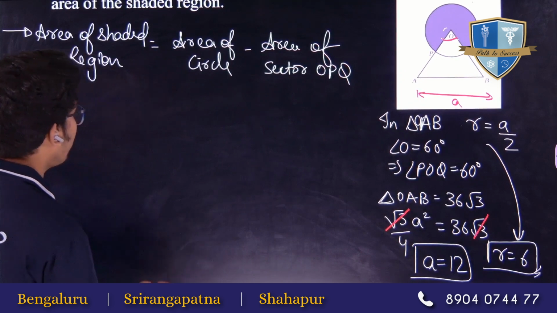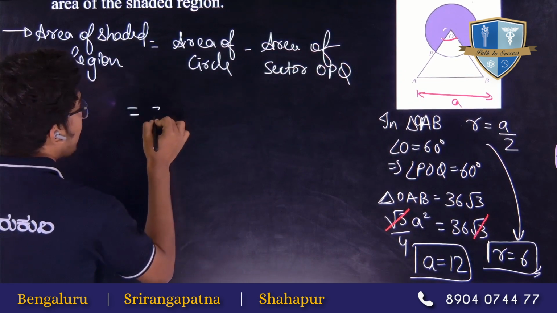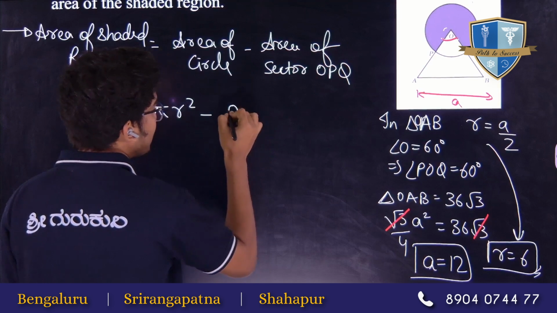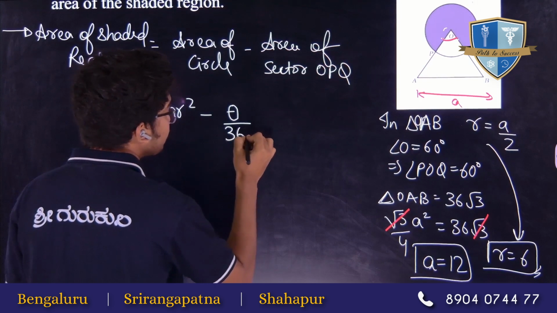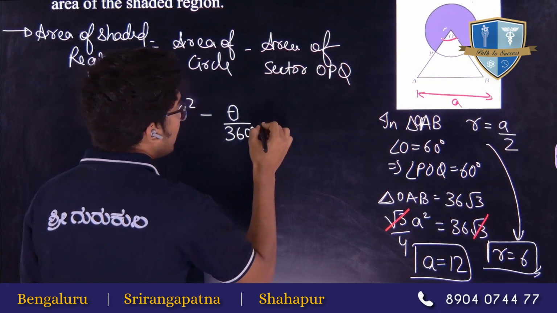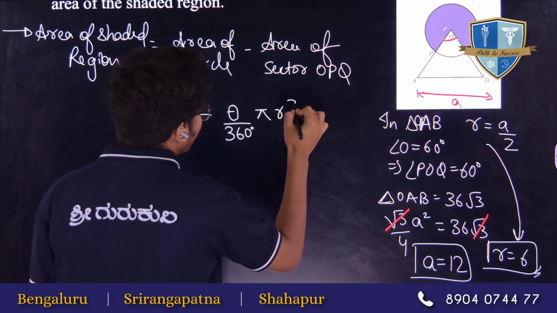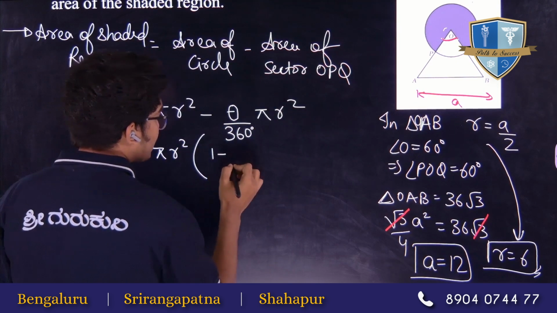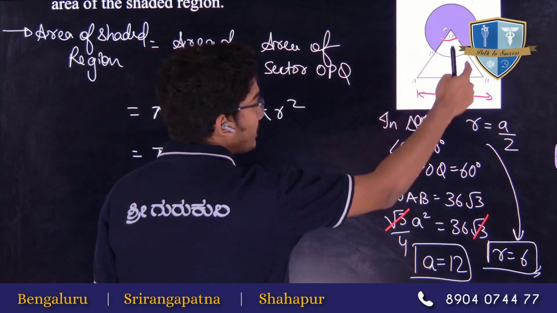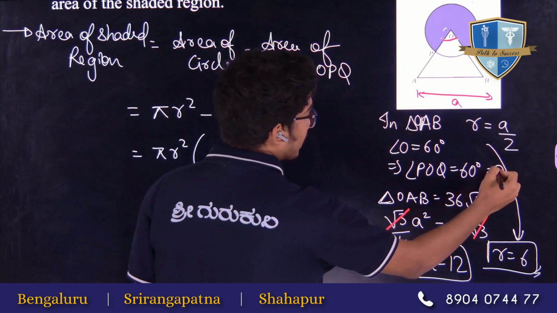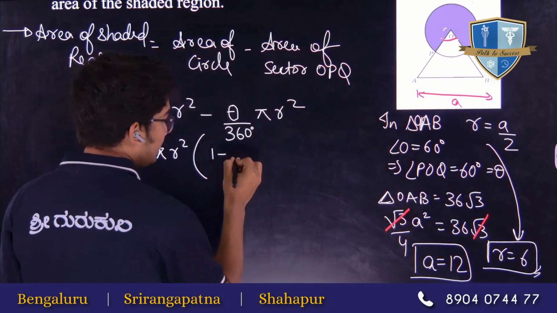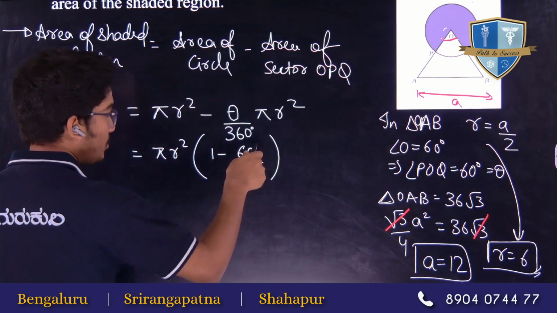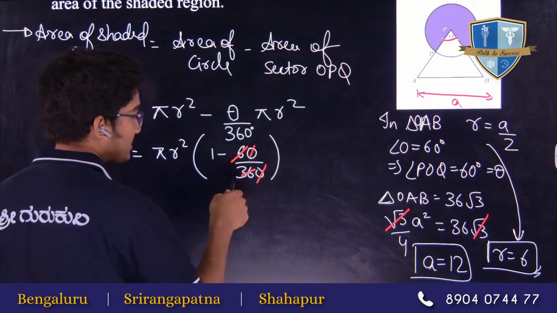Now we have the value of R. So area of the shaded region is pi R square minus theta by 360 into pi R square. Now we will take pi R square common. It is pi R square common, 1 minus theta by 360. Theta we calculated, this is our theta, it is 60 degrees. So 60 divided by 360, the 0 will cancel out, and 6 ones are 6.